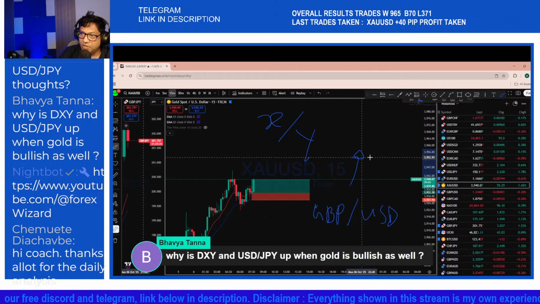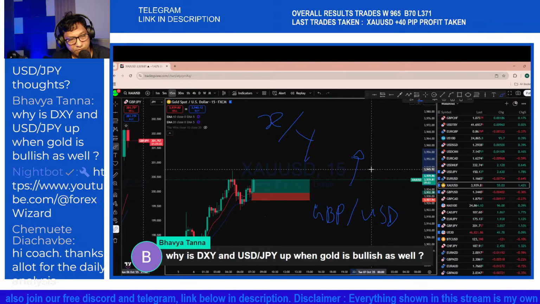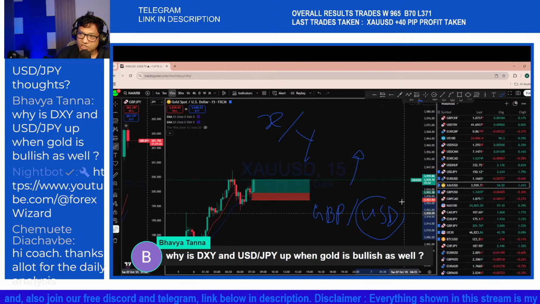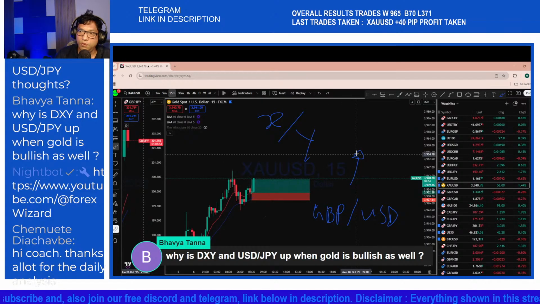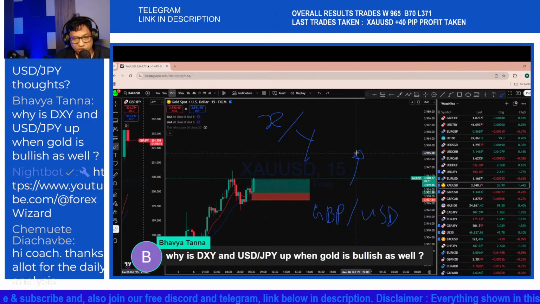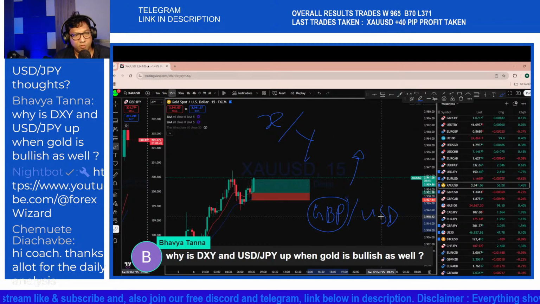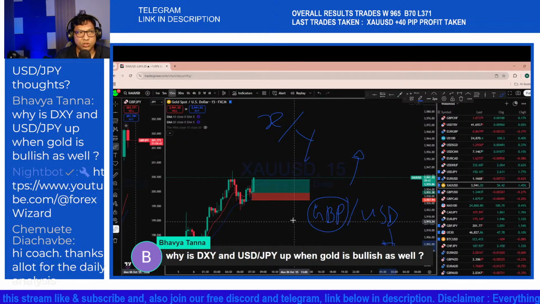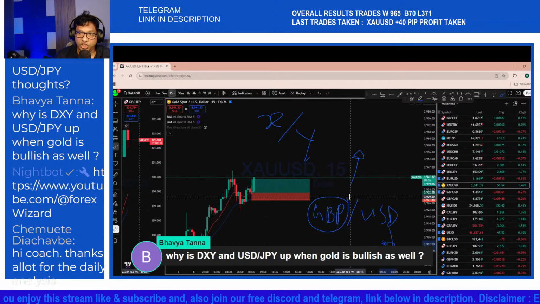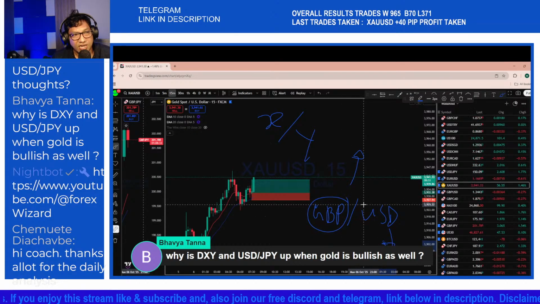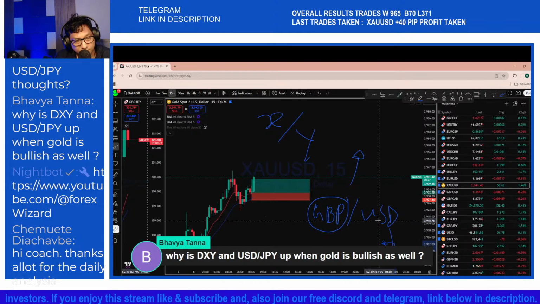If GBPUSD is going up, there are two reasons it can go up. One reason is USD is constant, there is no change in the dollar, but GBP is appreciating, so GBPUSD goes up. The other situation is GBP is constant, but the dollar is going down. In that situation also GBPUSD is going to go up, because even though there is no change in GBP, the dollar is depreciating.